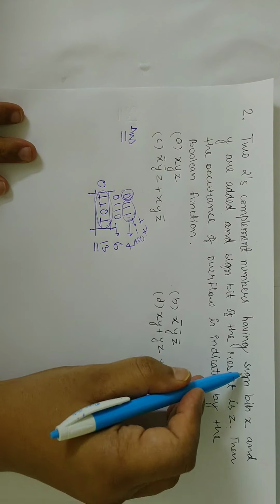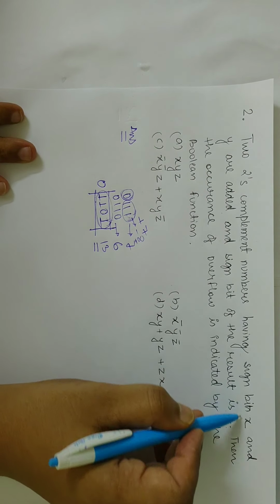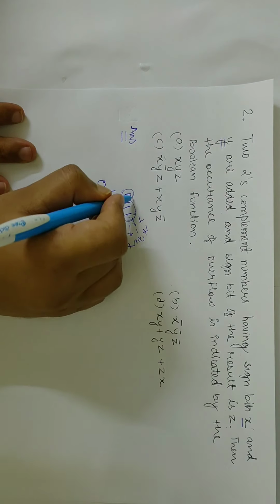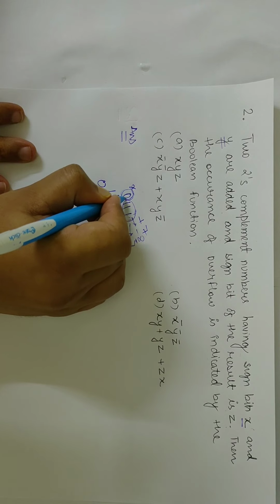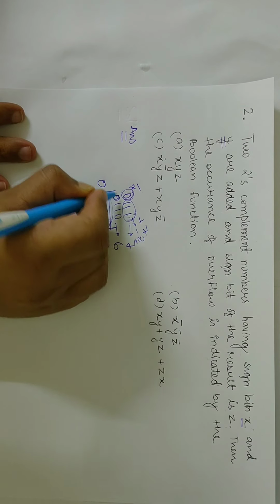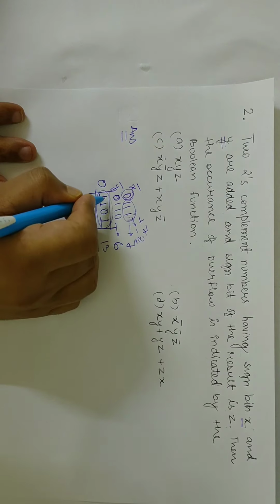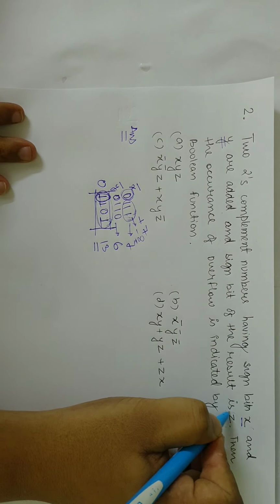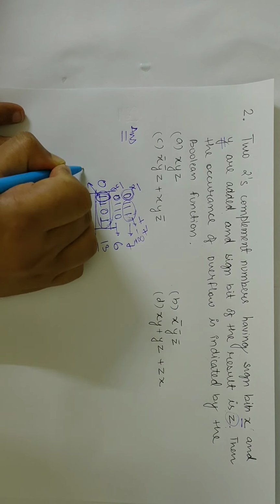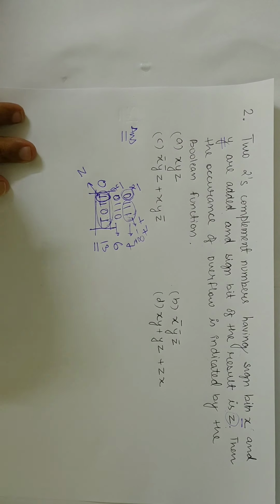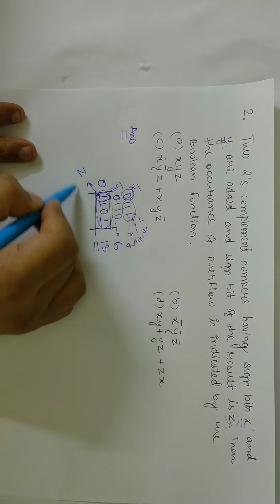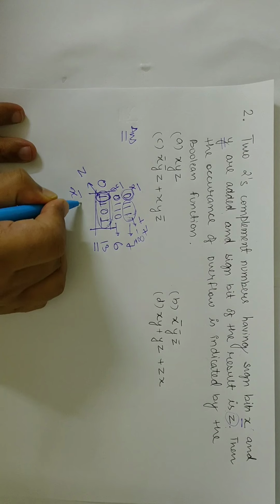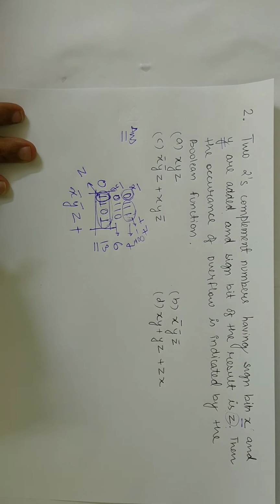He is saying that one number has MSB x, the other number has MSB y. That means this is x and this is 0, that's why x bar. This is 0, that's why this is y bar, and the result is z. So from here we can say that one condition of overflow is x bar, y bar, z.